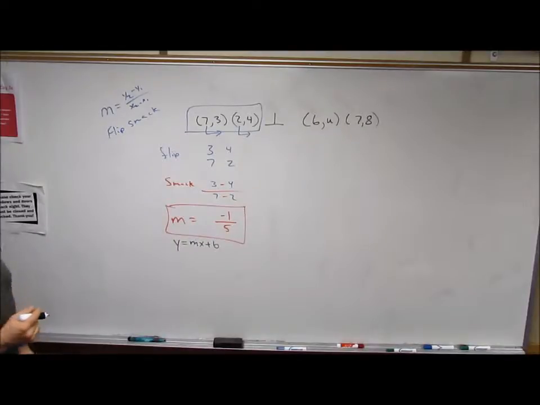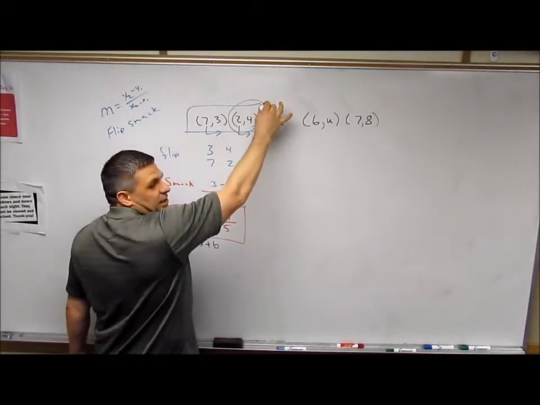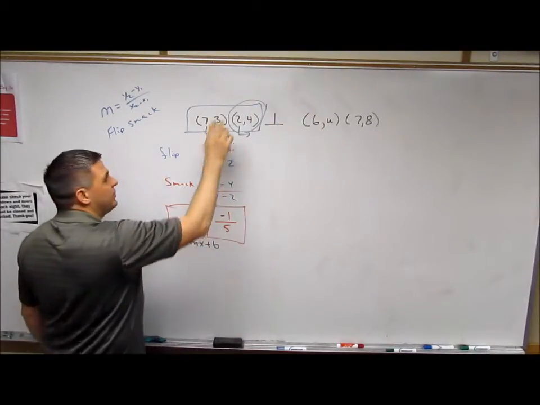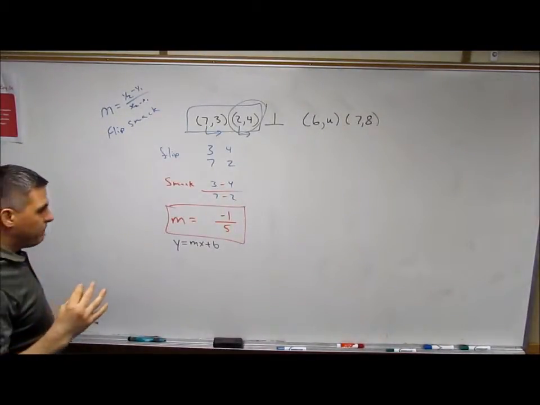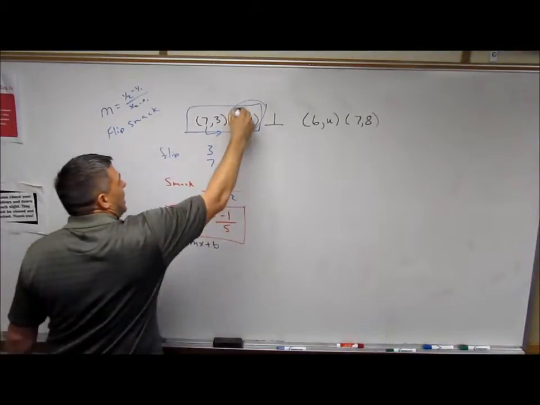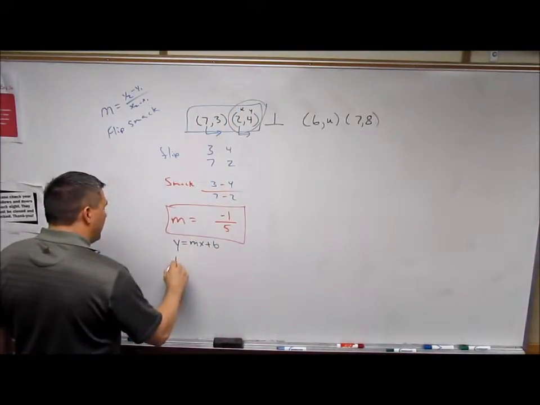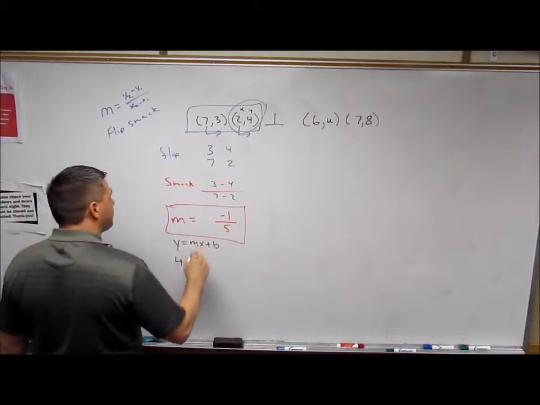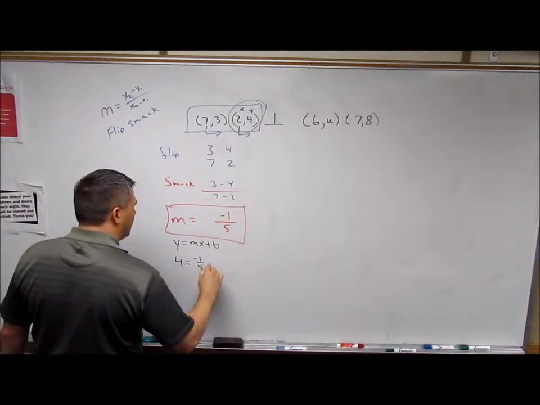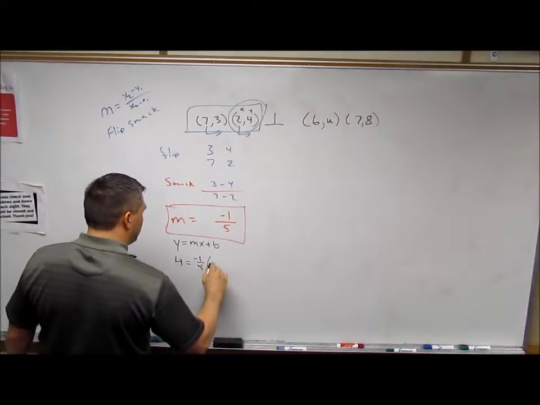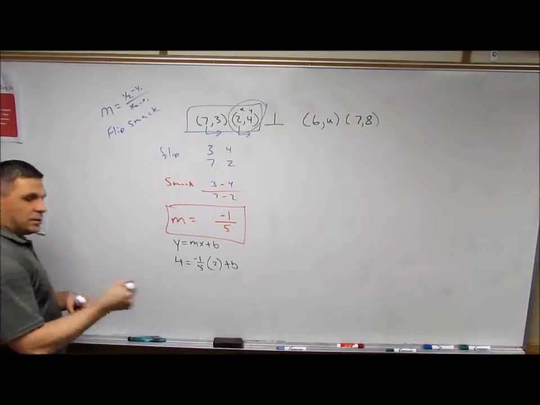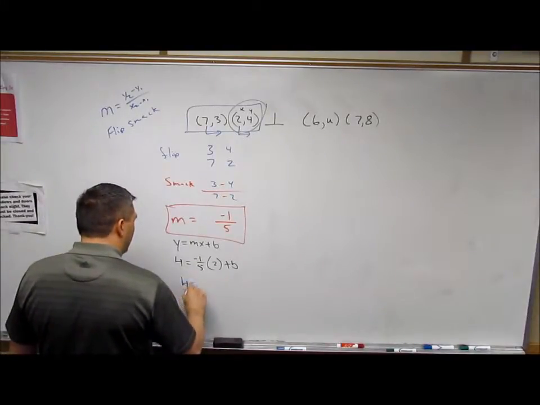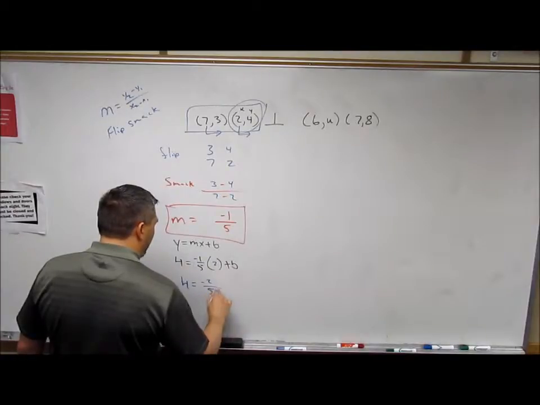What values, though? I like low numbers, so I'm going to choose this coordinate point because 2 and 4 I like better than 7 and 3. It's got lower numbers in it. So I plug in my x and my y. So I plug in 4 equals negative 1/5 times x, which is 2, plus b. So now I have 4 equals negative 2 over 5 plus b.